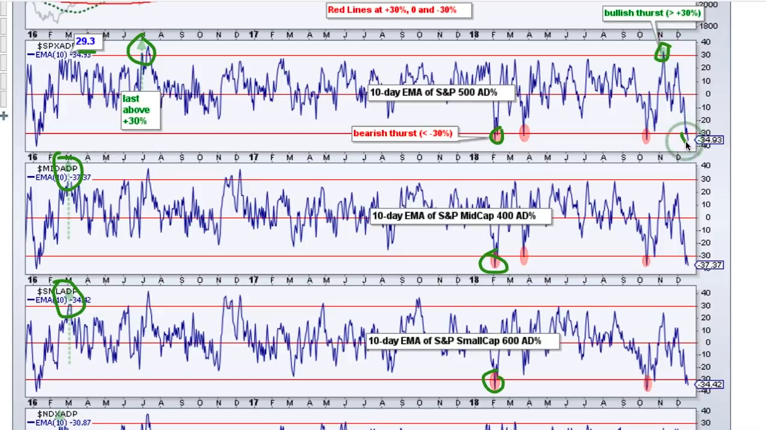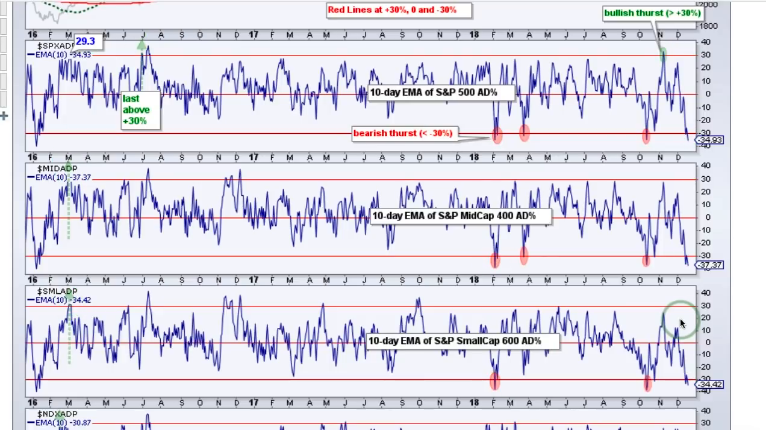And we got bearish affirmations this week with the moves below minus 30%. So all three of these indicators are on bearish signals. They've been bearish since February, actually, net bearish. And two of the three need to move above those 30% thresholds to start thinking bullish again.